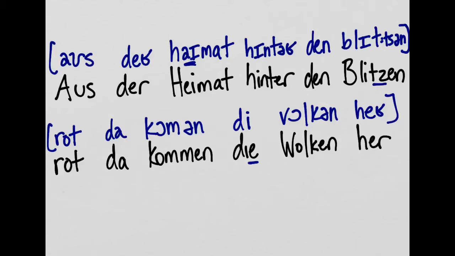Let's work our way through this text now. Aus der Heimat, hinter den Blitzen, rot da kommen die Wolken her.